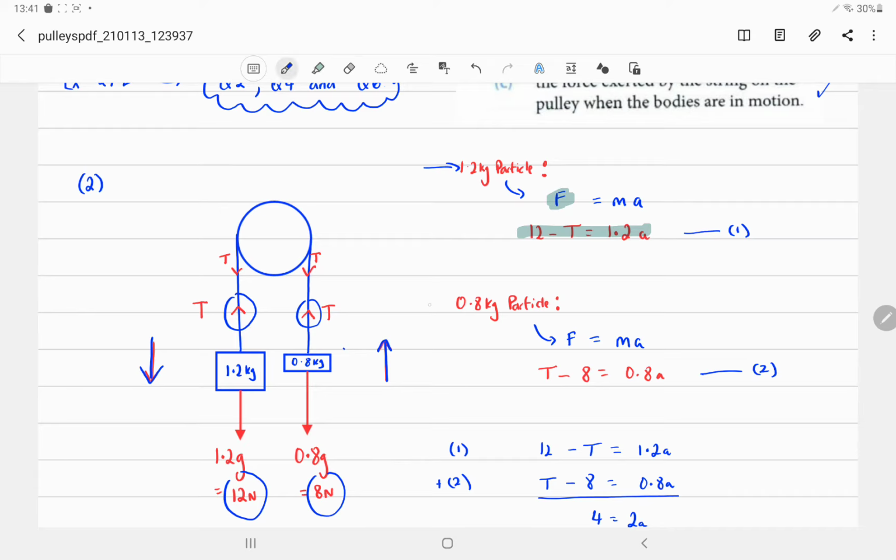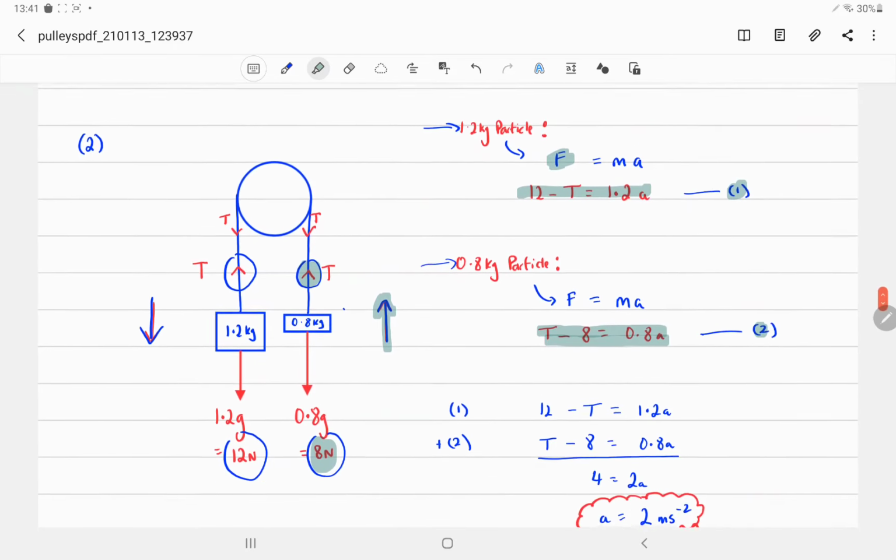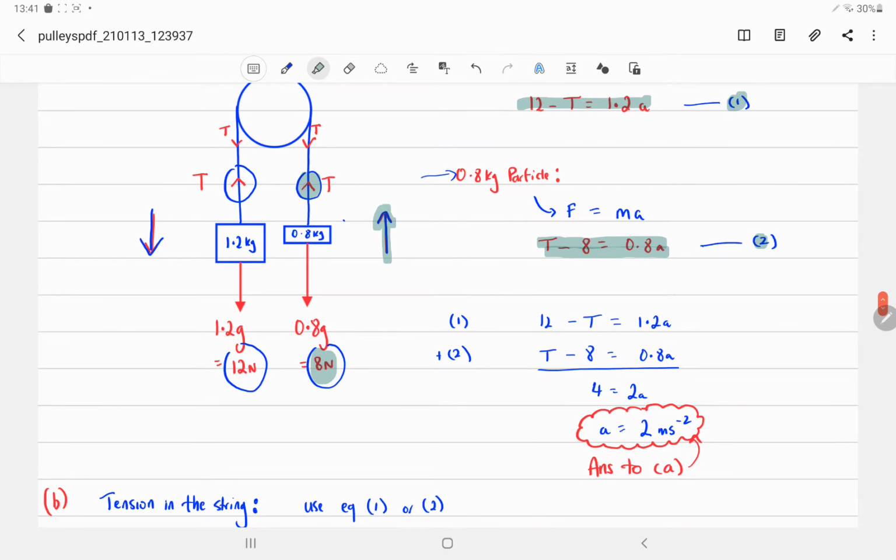The 0.8 kilogram particle, the direction of travel is up. So our resultant force is going to be this T subtract 8. So T subtract 8 is equal to our F, and that is equal to MA. So we have two equations, 1 and 2, both with one unknown, that is T.